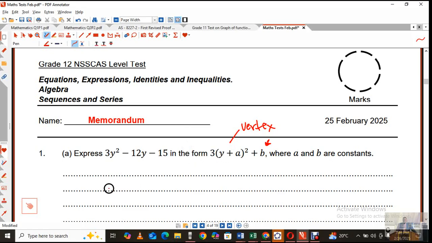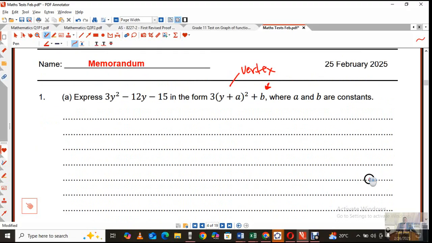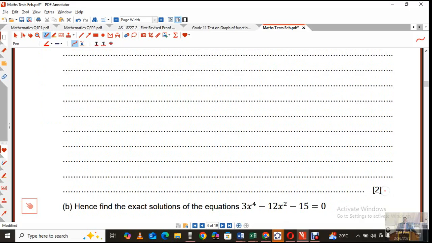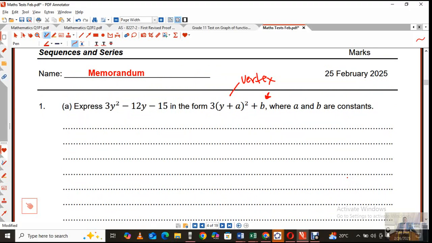So there are many ways you can do this. Ideally, this is a 2-mark question if you look at it, which means you should not really be struggling to solve this question. So I will use the completing the square method. In fact, maybe it will be a bit tricky to use this y, so I will just say, let's say f of y, just so that we don't get confused. So this is f of y is equal to 3y squared minus 12y minus 15.